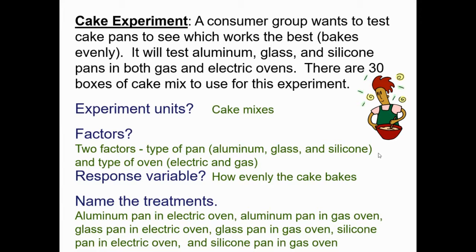Those that are done, the next example is continuing from this cake experiment. They want you to describe how to randomly assign cake mixes to the treatments so that there's an even number in each treatment. So how could you design it to where there's basically 5 boxes of cake mix in each treatment? Try to be as detailed as possible when writing your answer.